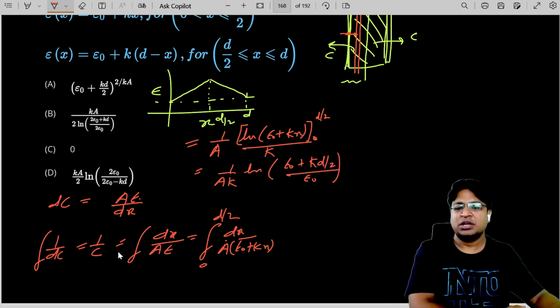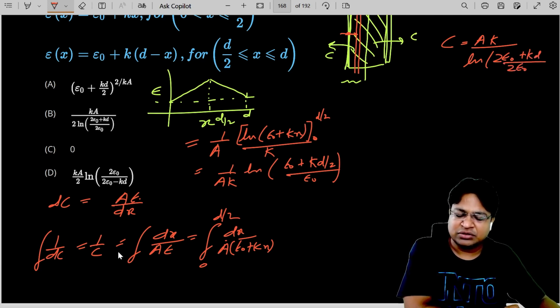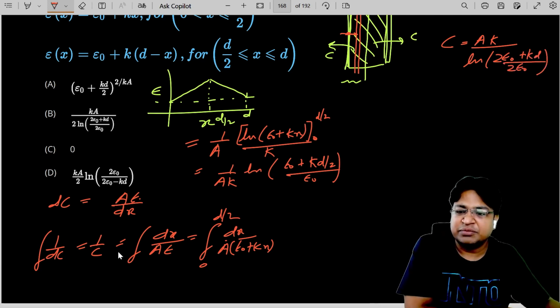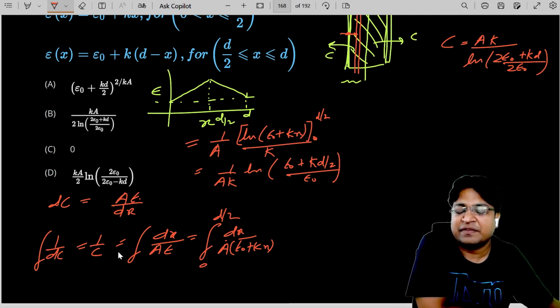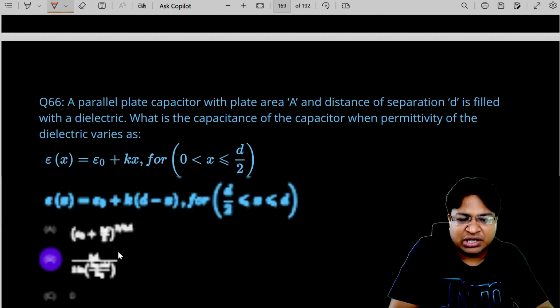Remember, this is 1 upon C. So the value of C would be Ak divided by ln of (2 epsilon naught plus kd) divided by 2 epsilon naught. Remember the answer would be C by 2, since this is the capacitance of only the first half. So this is what we are looking for: Ak by 2 divided by ln of (2 epsilon naught plus kd) over 2 epsilon naught. So option B looks to be the right answer. Option B is the right answer.